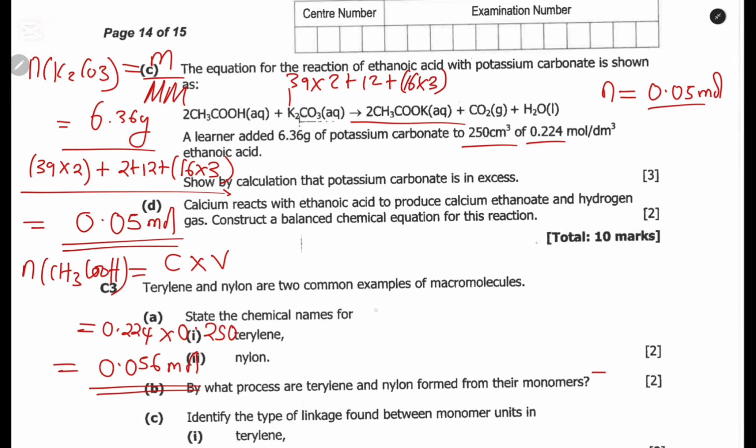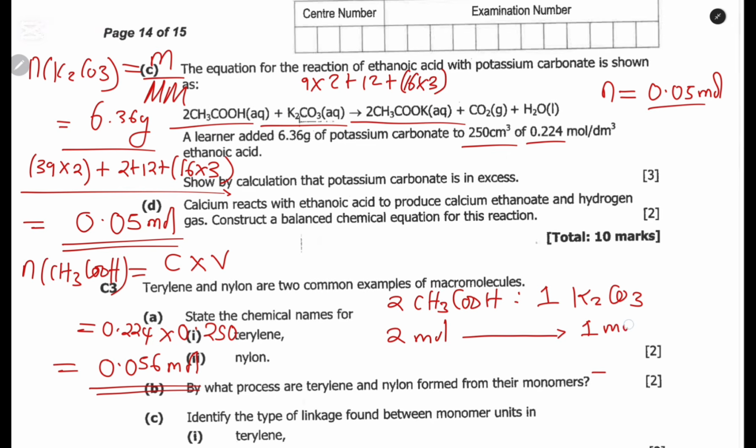So look at this, we are going to have a ratio of ethanoic acid, and we need to make sure that this equation is balanced. So ethanoic acid and potassium carbonate. 2 moles of ethanoic acid react with 1 mole of potassium carbonate. These are the numbers of moles of ethanoic acid. What about 0.056 moles of ethanoic acid? How much potassium carbonate will react?